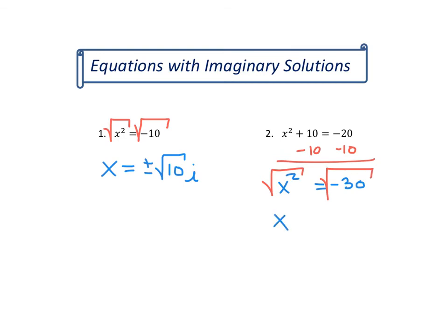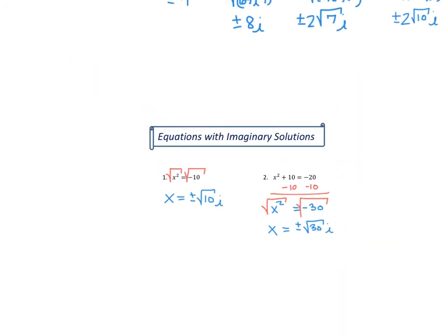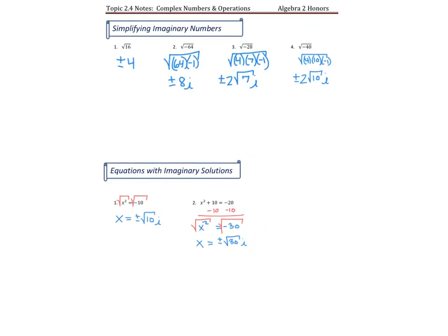Square root of x squared is x equals, and let's see if we can simplify 30. That would be 2 times 15, and 15 is 3 times 5. All 3 of those numbers are prime, so you cannot simplify it. So we're going to end up with a positive and negative square root of 30i. So 2 imaginary solutions.